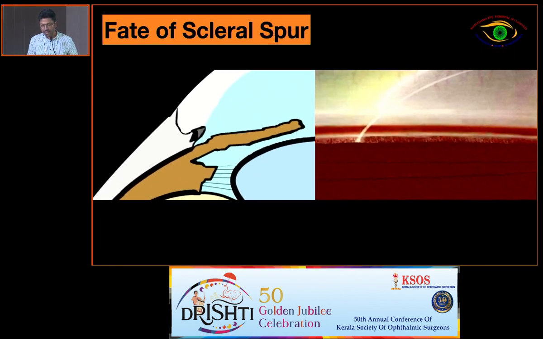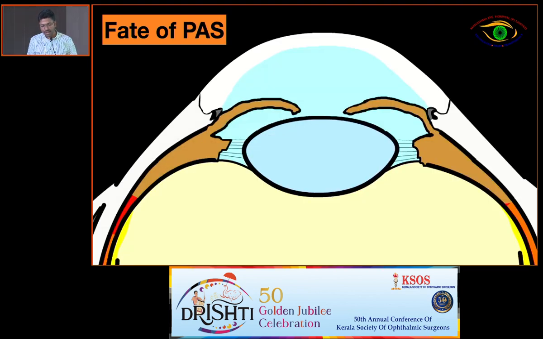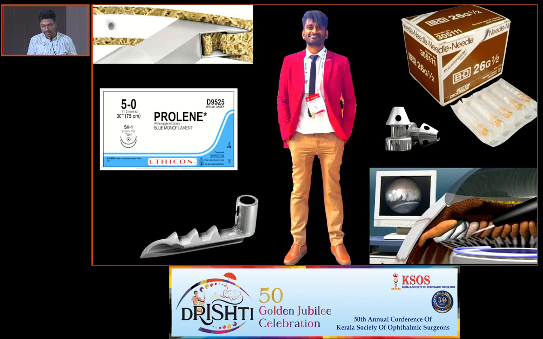So this is the fate of scleral spur, which is again demonstrated with the animated video, and peripheral anterior synechiae is there. And I thank this opportunity for Prasanna sir.